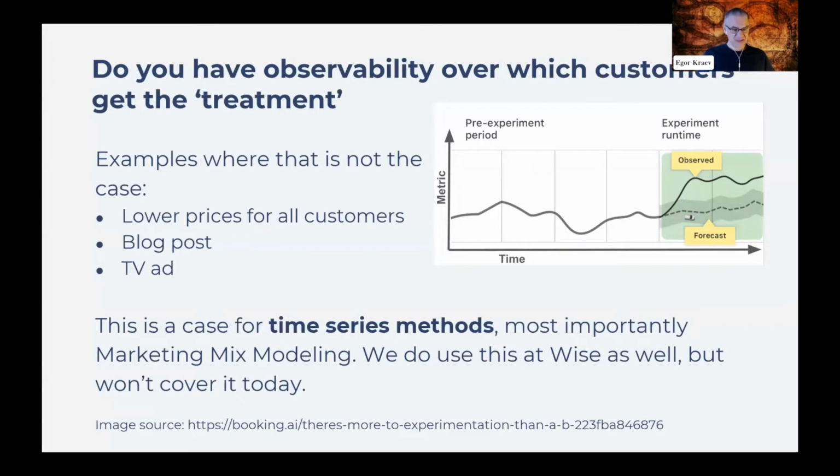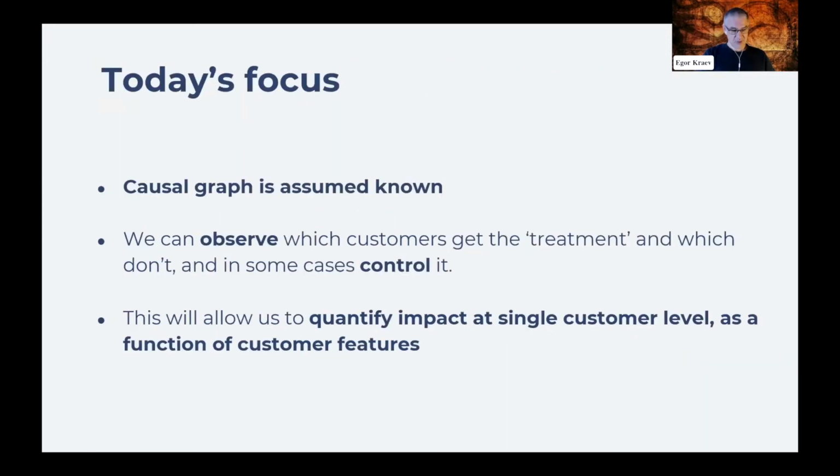However, in many important cases, especially in marketing, you don't know whether, for example, a given customer saw a TV ad that you posted or a blog post. And in this case, you cannot work at customer level and you have to do time series methods. And that is another very important story. We're also doing it at Wise, the most important bit being marketing mix modeling, but we won't cover that today. What we will cover, therefore, is that the causal graph is known, and we can observe which customers get the treatment and which don't. And what we want to do is to quantify the impact of the treatment at a single customer level.